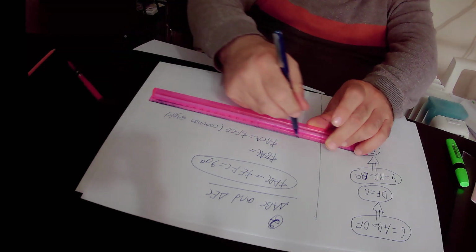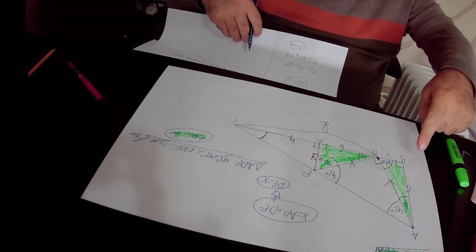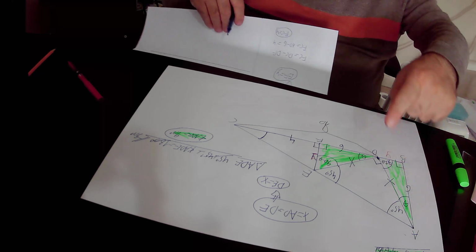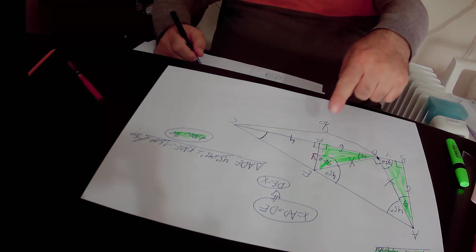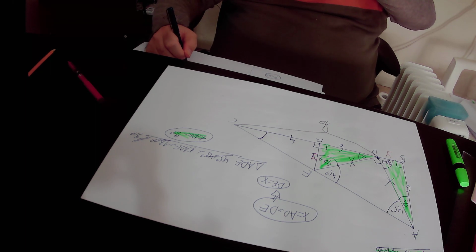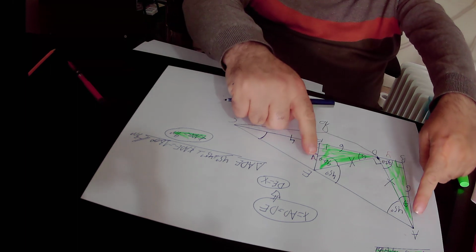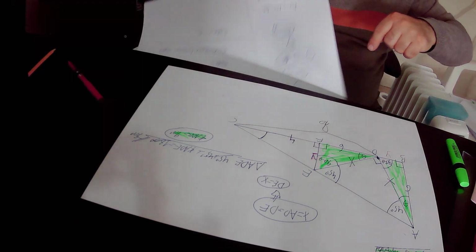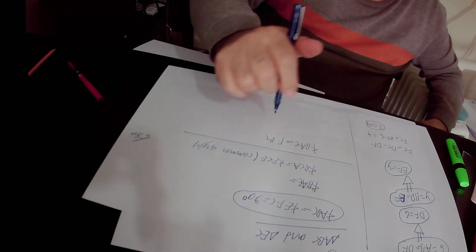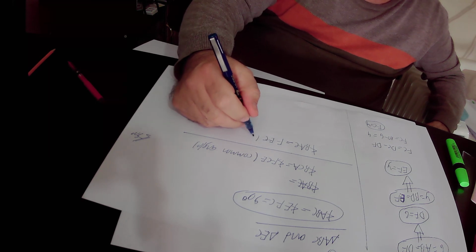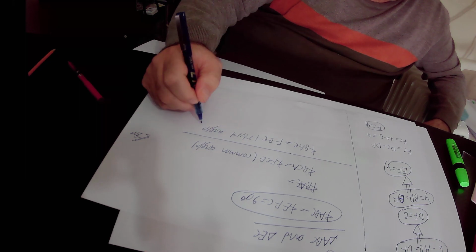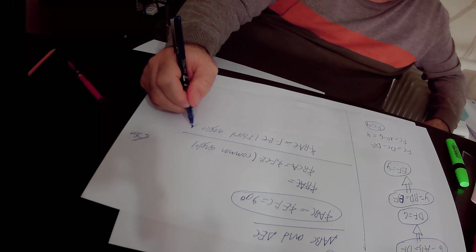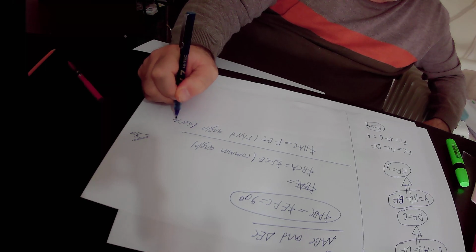And finally, angle BAC, this angle, will be equal to angle FEC, this angle. And those two angles are equal to each other according to the third angle theorem. Okay?